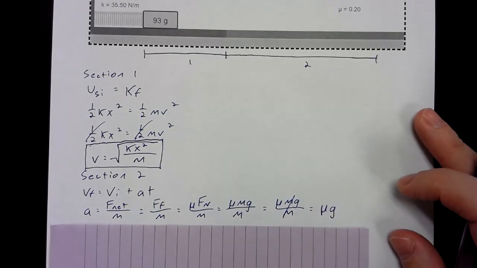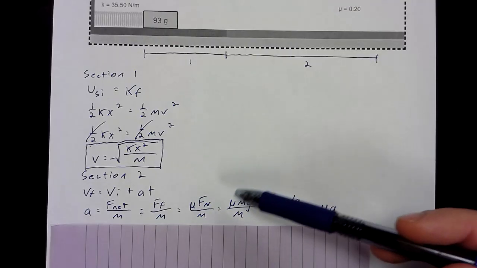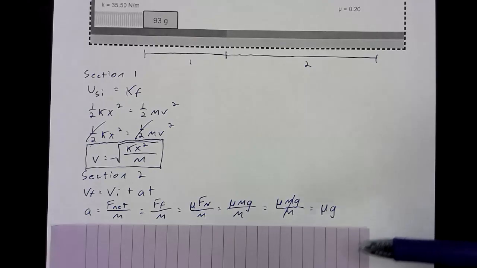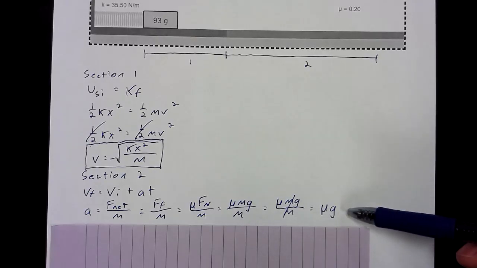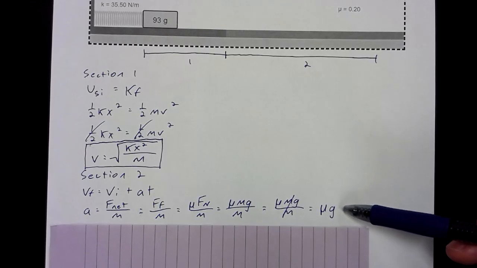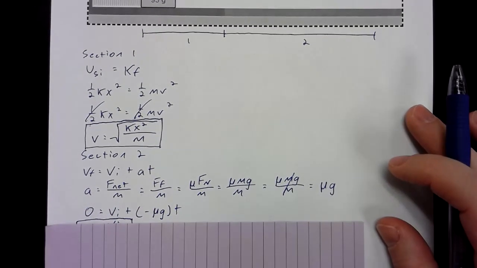Let's figure out the acceleration. Now it's going to be the net force divided by the mass. The net force here is just friction. No other forces acting on it. So friction being mu times the normal force. Then notice that the mass actually cancels here, and this would give us the acceleration of the block based on just the friction force.